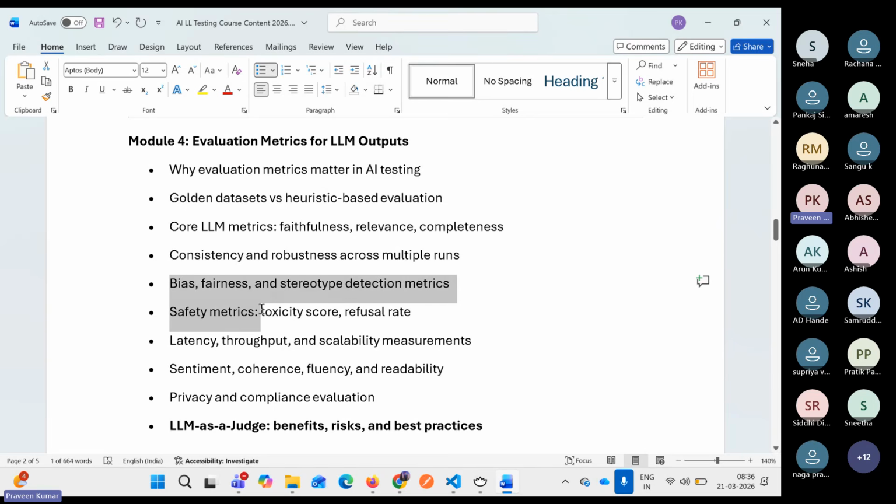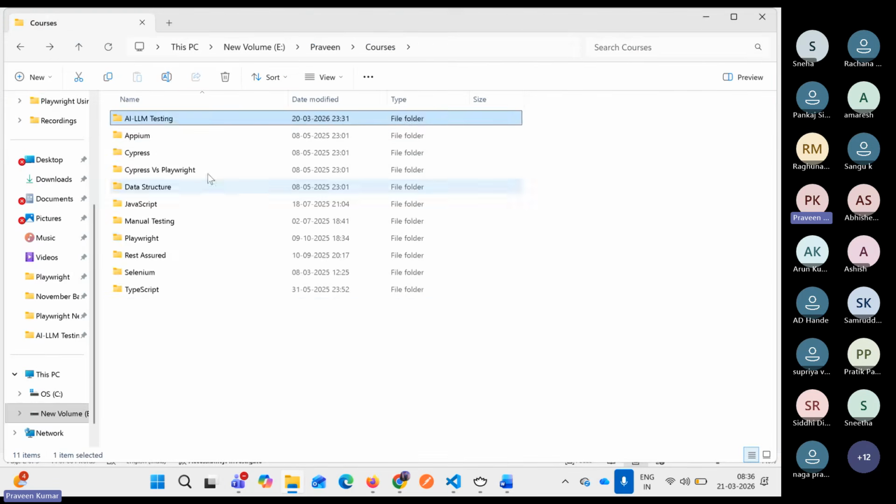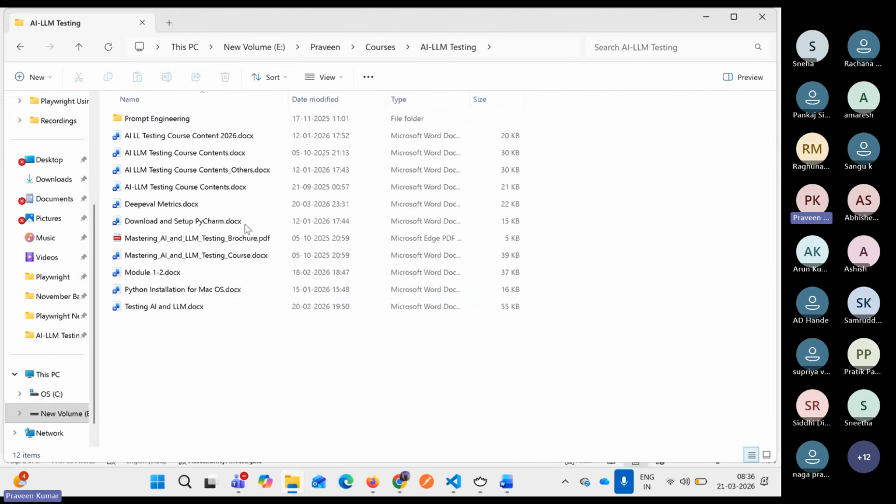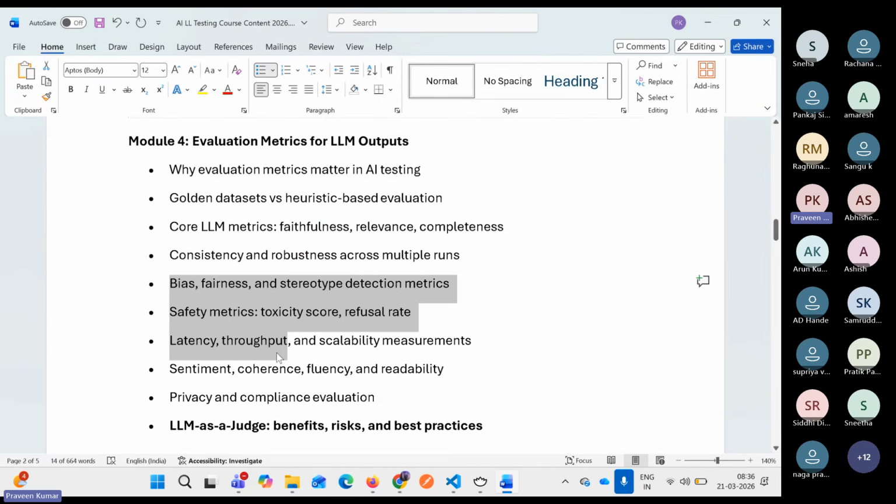And that is where the golden dataset, faithfulness, relevancy, completeness, consistency, robustness, bias, safety metrics and latency come in. All these things you might not have heard about, or even if you have, you might not know them in detail. You will go through a detailed understanding. We have prepared all the documents that are needed for LLM testing. Everything you will be given access to as well, along with the interview questions and answers.